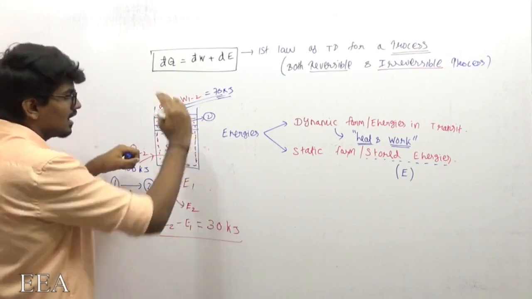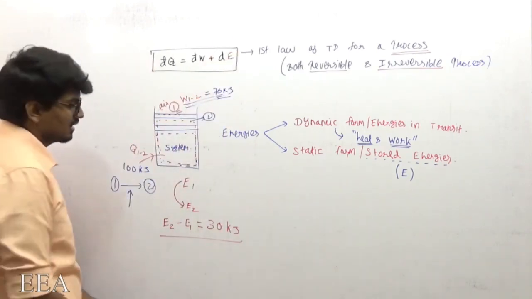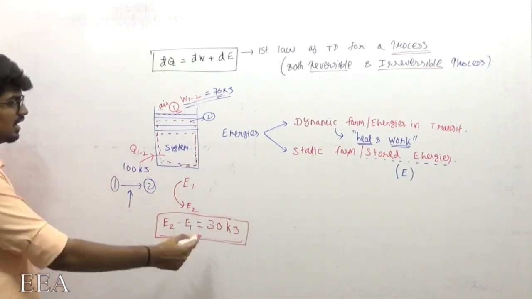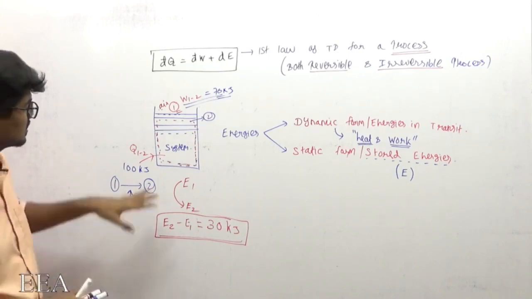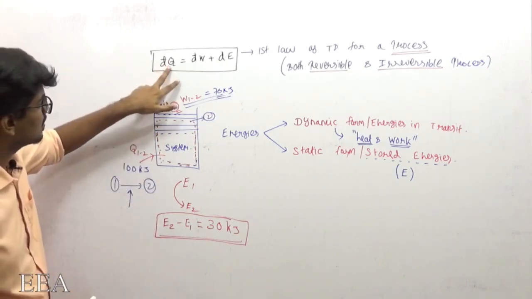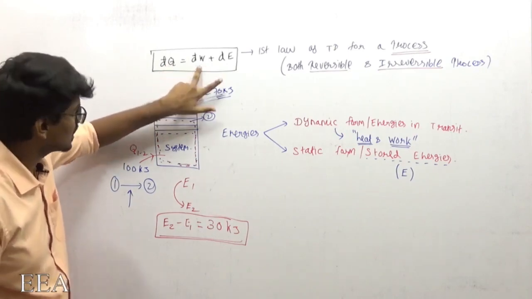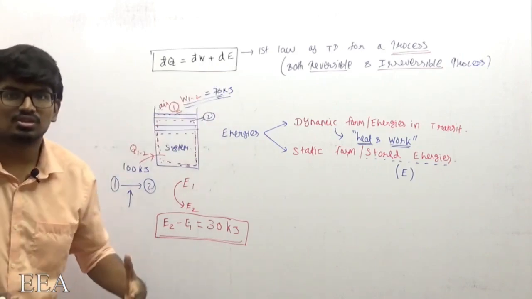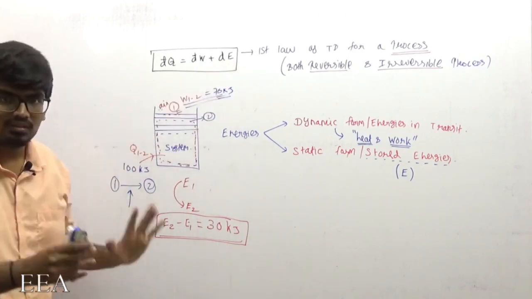So I am sending 100 and I am getting 70. Where does the 30 go? The 30 is going to get stored in the system, and that is nothing but the change in this stored energy. So now I hope you have understood. If a process is happening, I am supplying some heat, some energy into it. Some will be converted into work, and some will be stored in the body itself. In which form will it be stored? We will see that. There are different forms of stored energy, and we will see about that.